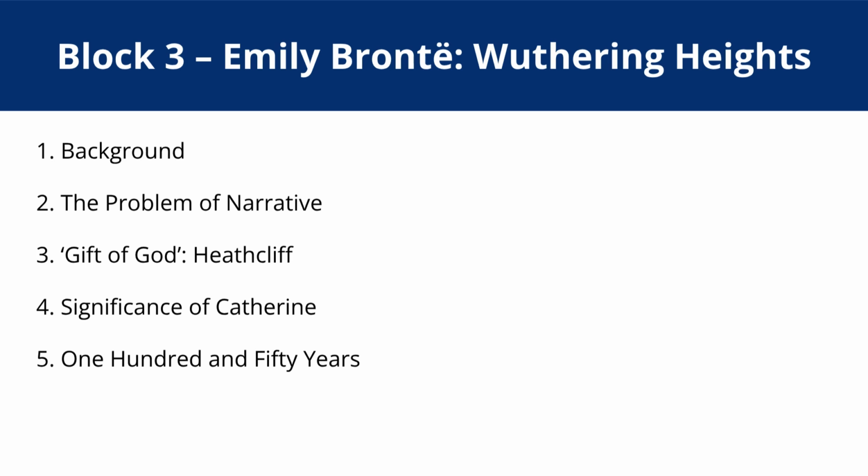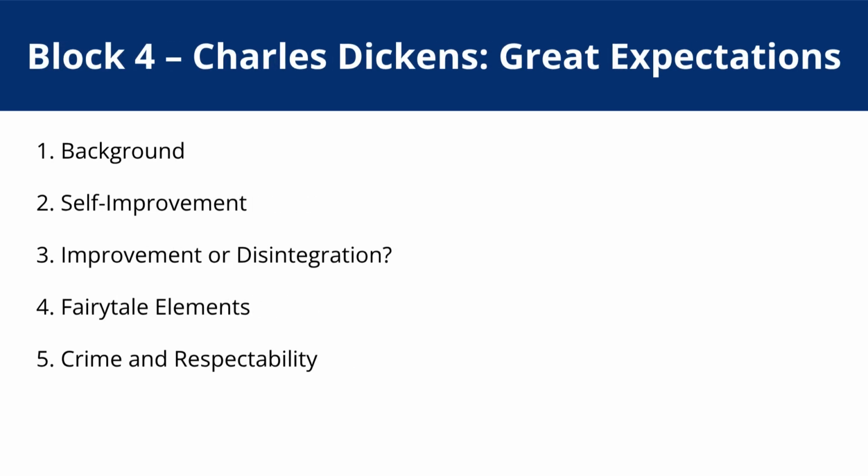From the moors of Yorkshire, let's shift to the industrial grit of Victorian London in Great Expectations. In Dickens' Great Expectations, we trace Pip's moral and emotional development through a lens of ambition, shame, and redemption. The units explore Victorian ideas of self-help, class, and crime alongside fairy tale elements like mystery and reversal. You'll also look at how societal respectability shapes personal identity.